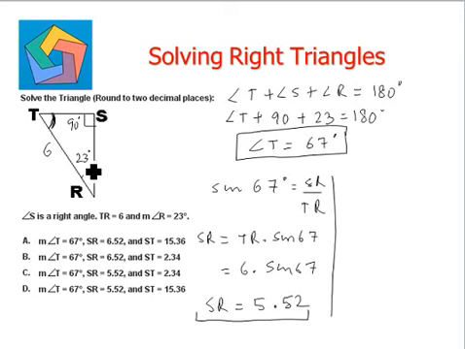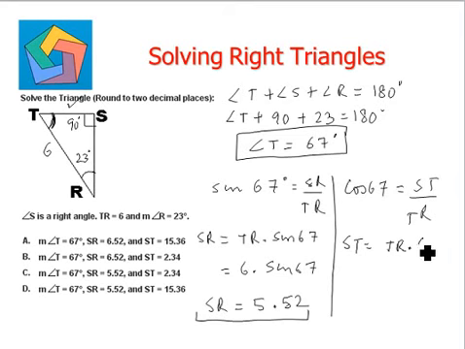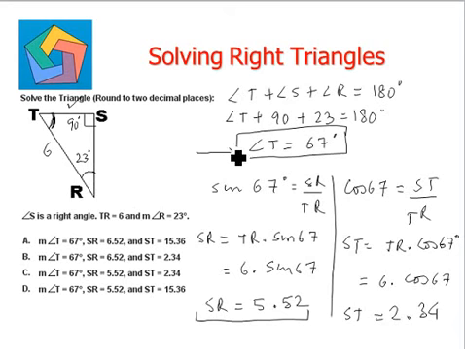To find out the value of ST, we use cosine of 67 is base, that is ST, divided by the hypotenuse TR. ST equals TR times cos of 67 degrees. TR is 6, times cos of 67. We find cos of 67 using a calculator, multiply it with 6, and the final answer of ST is 2.34. So the missing angle T is 67, SR is 5.52, and ST is 2.34. These values match with option C.